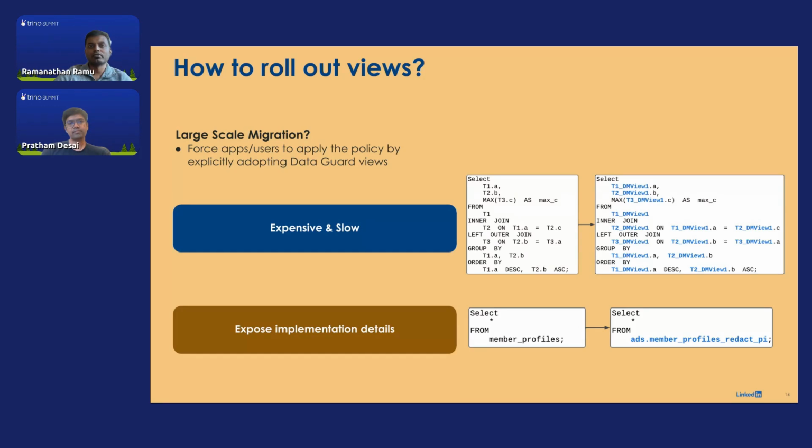Another problem with using the views directly is that it also risks exposing implementation details in the view names to the users, as the view name might have some info about the policy implementation, which is not preferable. For example, in the simple example, if the user starts using the data masking views, then the query would now look like select star from ads.member_profiles_detect_PI, which gives the user an idea of what kind of policy or implementation is being applied and which app is enforcing it.